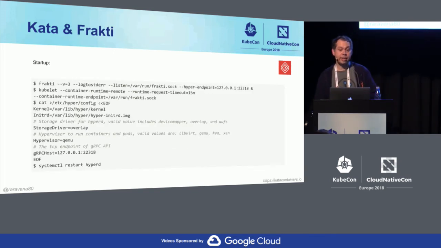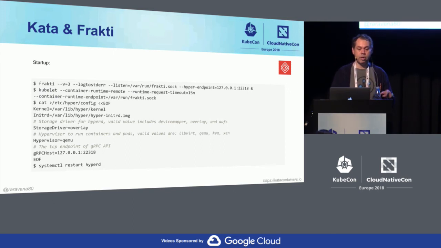And this is Kata with Frakti. You start out with your Frakti daemon, then you start your kubelet, and you say remote container runtime, and you point it to the Frakti socket. And then you restart this Hyper-D daemon that Frakti is supposed to talk to, to manage the virtual machines.